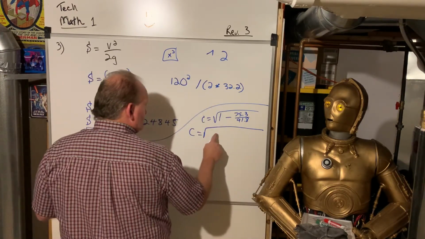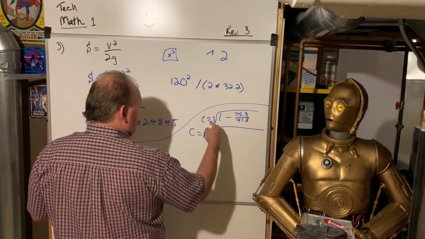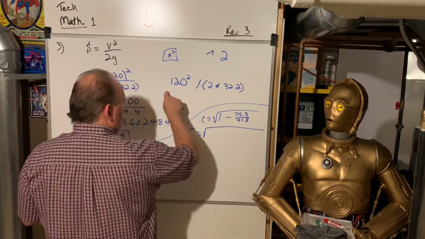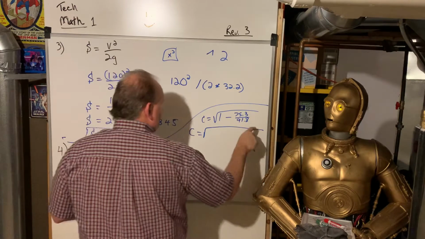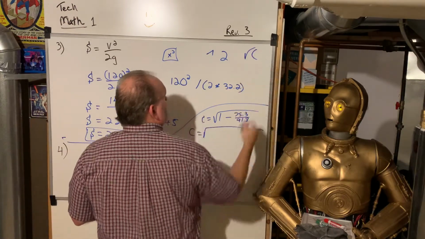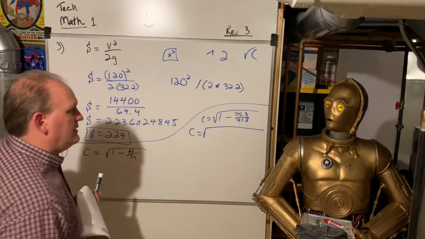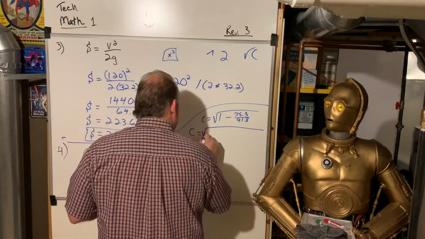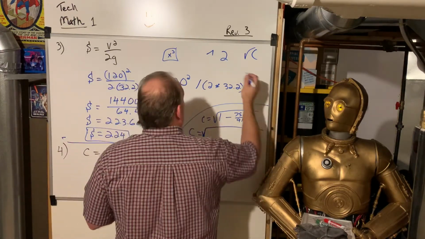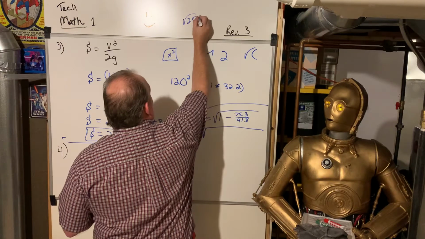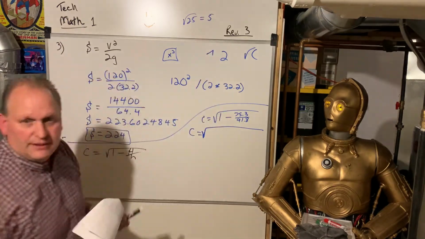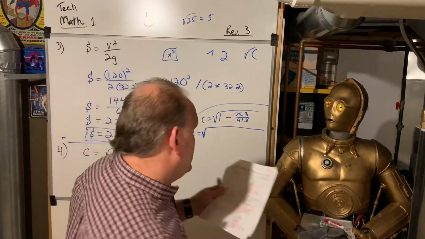To find the square root key in your calculator, you'd hit second and then x squared, and that'll bring up a square root. It'll look like this with a little parenthesis already on it. Square root is asking what times itself gives you that number. So if I had the square root of 25, that's just 5. What number times itself gives you that number?